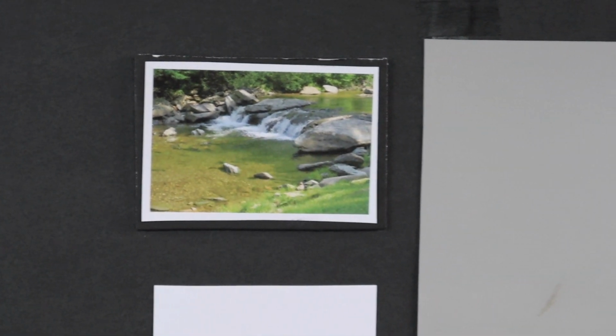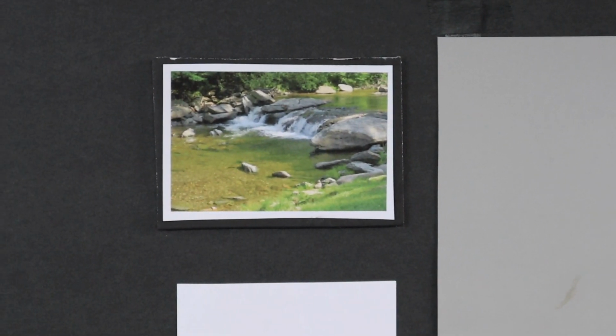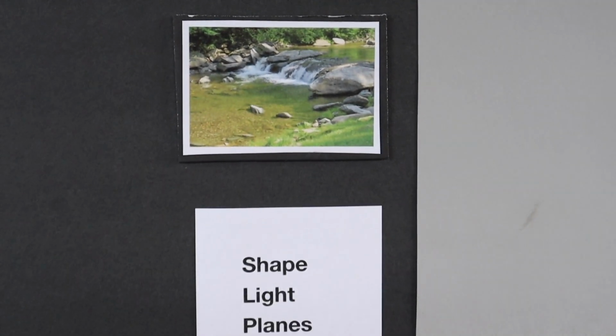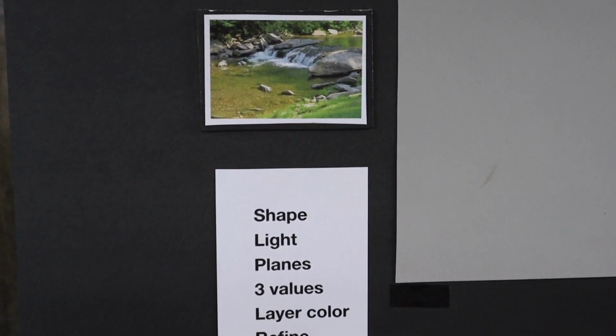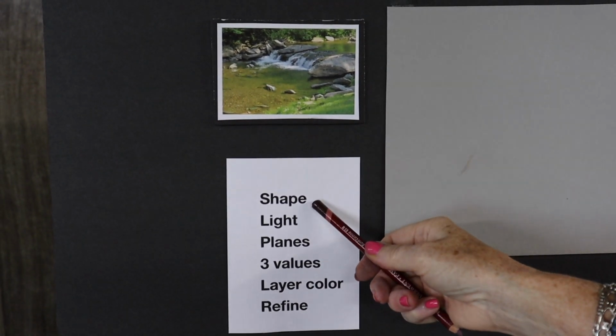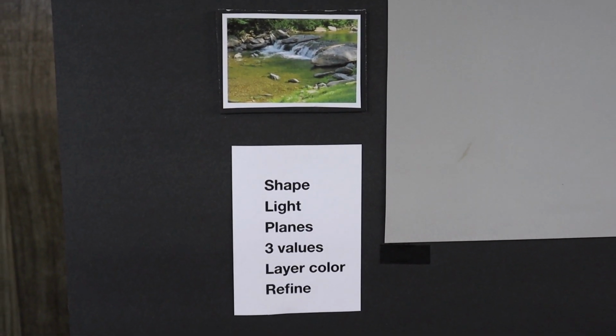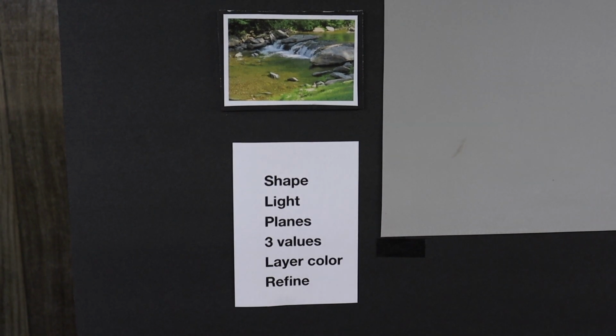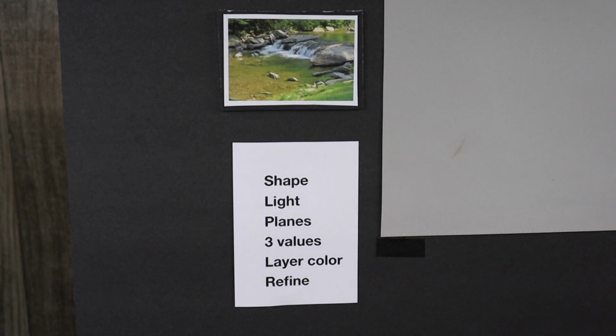So I want to review those 6 steps that will help us paint stronger rocks. Remember, we want to look at the shape of the rocks. Are they rounded? Are they square, box shape? Are they cylinders? Where's the light source coming from? What are the planes of the rocks? Do they have tops, sides, and bottoms? Assign a value to those planes, start layering with color, and then finally refine the rocks, but not every single rock.